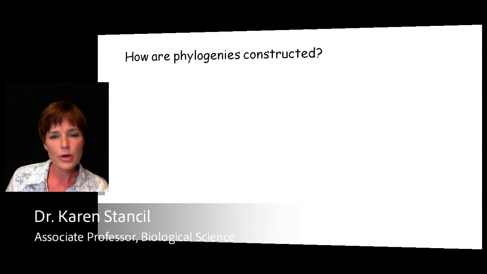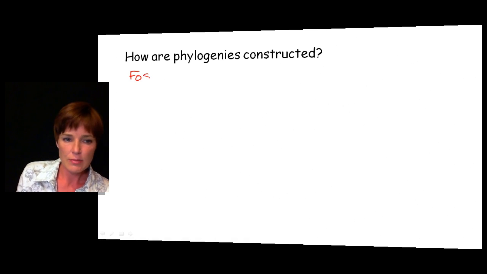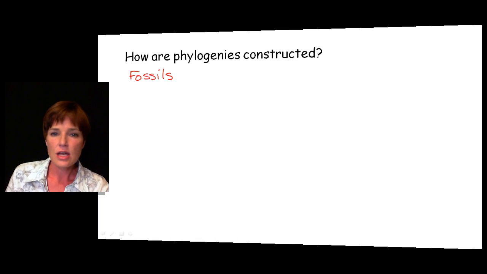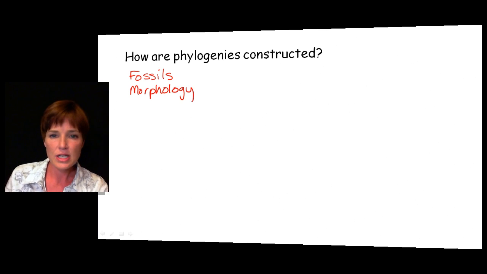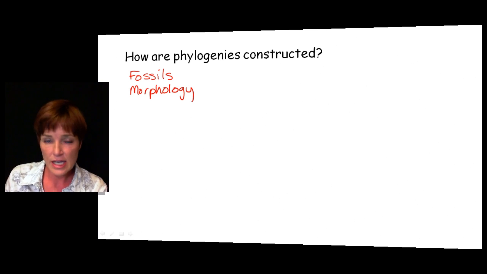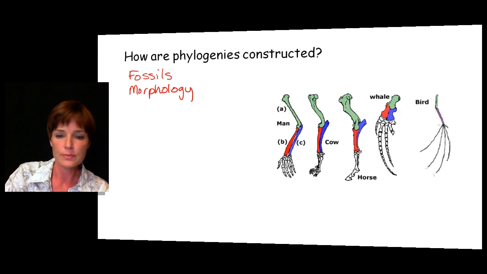Now that you're familiar with what a phylogenetic tree is, we want to talk about the data that's used to construct these trees. Fossils are one type of data that can be used, and another type of data would be morphology. Now, morphological data is used because when organisms are closely related to each other, they do tend to resemble each other. Now, this will not always be the case, but commonly this does work.